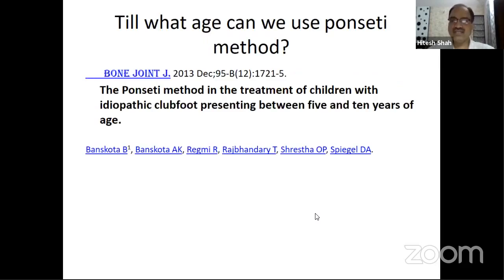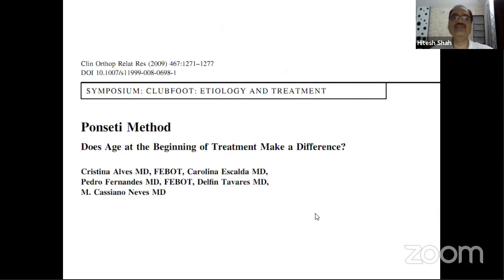There is controversy in the literature about up to what age we can use the Ponseti method. More and more people try to use it. Initially, it was utilized in infants, and at 2 years and 3 years, but now there is no upper age limit. More and more publications have come in older age groups, 10 years, 12 years, including 16 years. But beware that the number of casts required would be more, and compliance would be another issue.